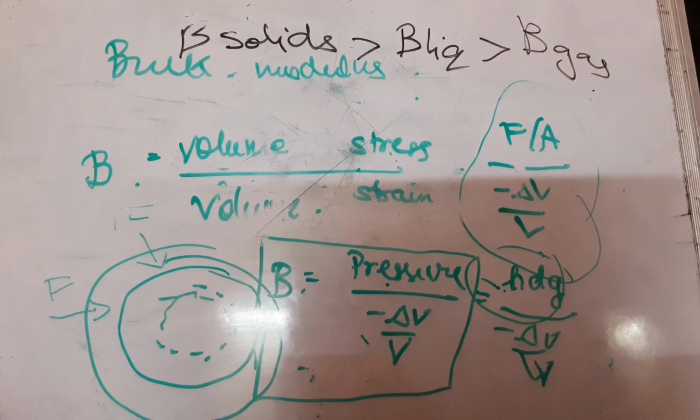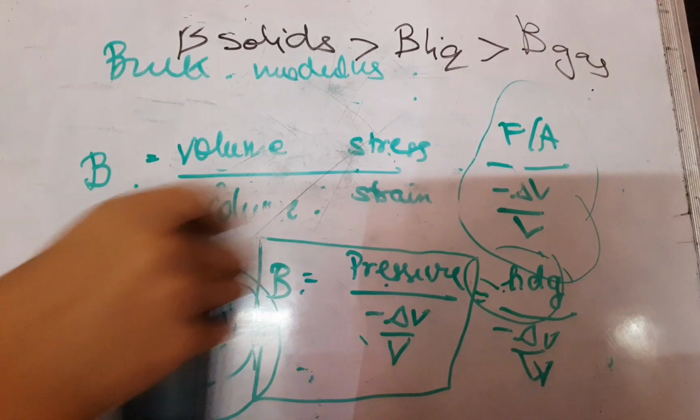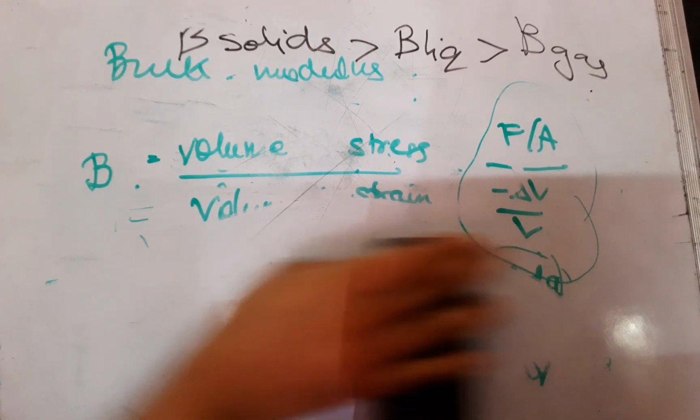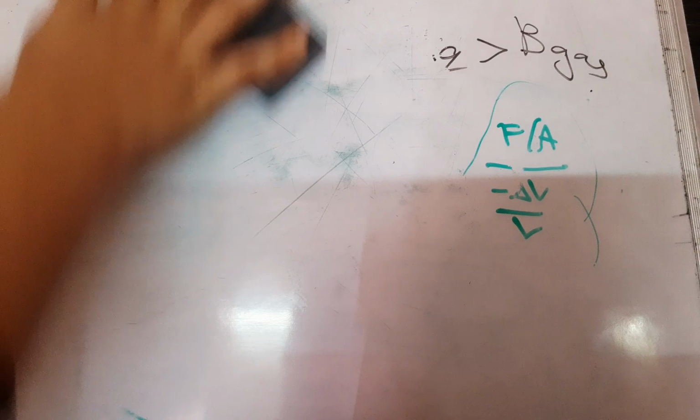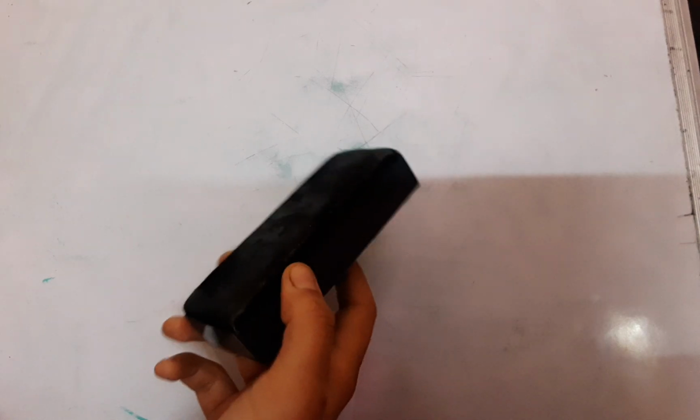Okay. And there is one more term called compressibility. So compressibility is nothing but the reciprocal of bulk modulus. What does bulk modulus tell? That once you apply force, by how much stress, how much strain is produced. Similarly, compressibility means how much strain was produced by applying how much stress. So it's nothing but inversely proportional.